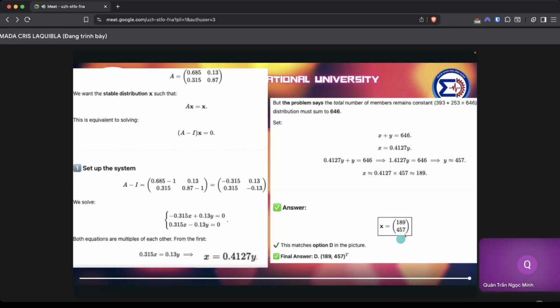And that matches your D there. It's (189, 457) transpose. If you write it as a transpose, it's like this in the column. And that's it.